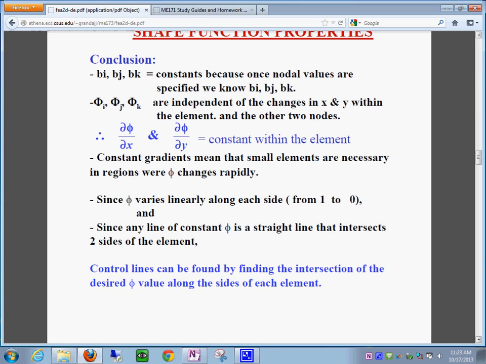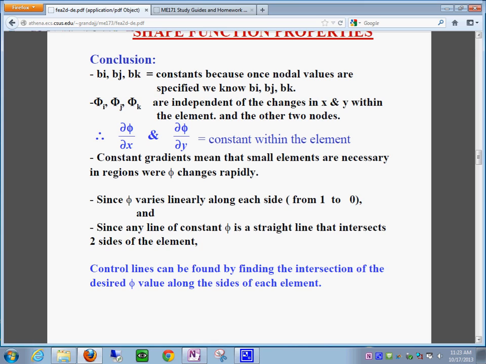More conclusions about the shape function properties. b sub i, b sub j, and b sub k are constants because once the nodal values are specified, we know b sub i, b sub j, and b sub k. Phi sub i, phi sub j, and phi sub k are independent of the changes in x and y within the element. So it doesn't matter where you are on the plane, the slope is going to be the same. That's all this is saying.